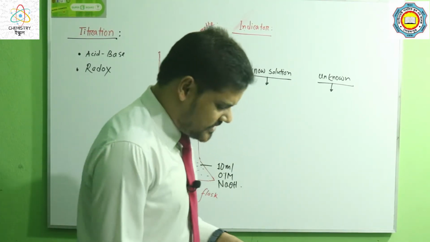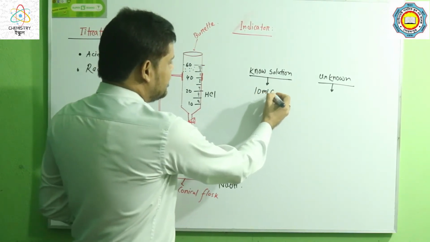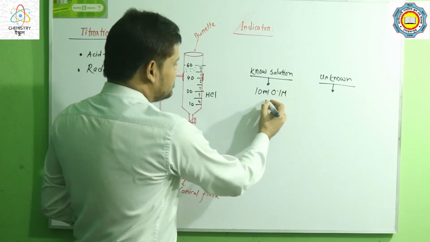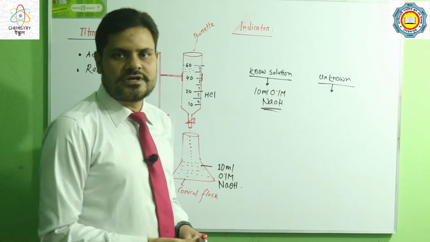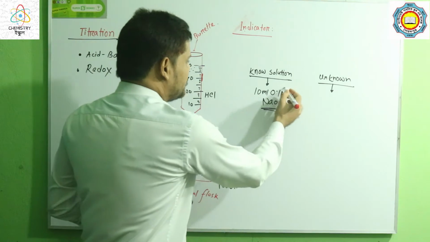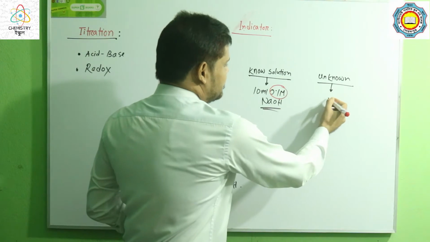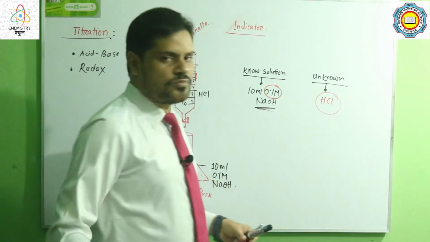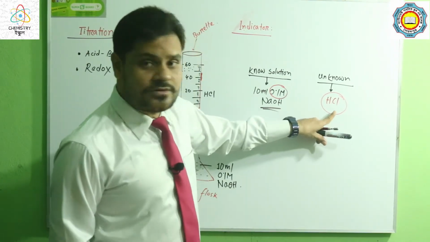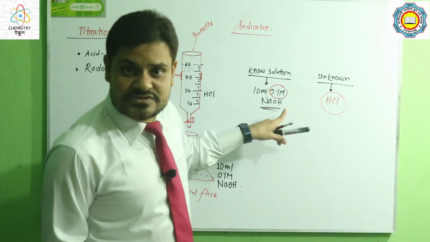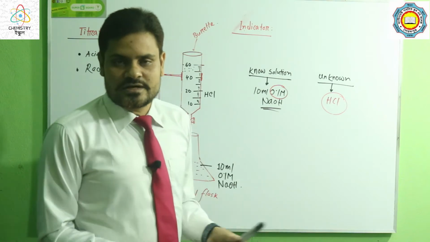Dear learners, if I take 10 milliliters of 0.1 molar sodium hydroxide solution, this solution is known to us because the molarity is 0.1. Another, if we keep the HCl solution but the molarity is unknown to us, we want to determine the concentration of HCl by using this known solution. This is the titration. This is an experimental process.